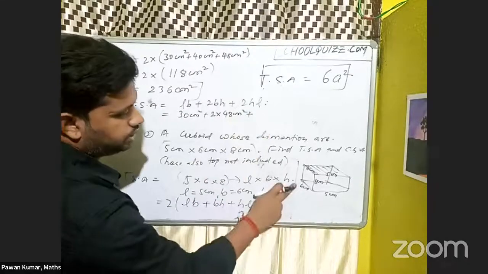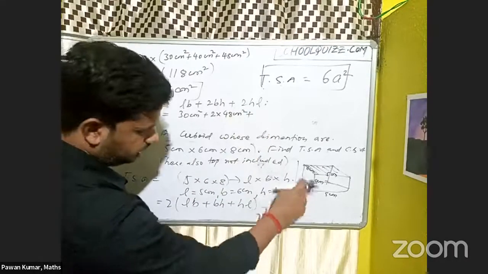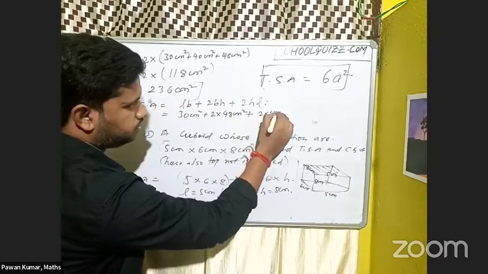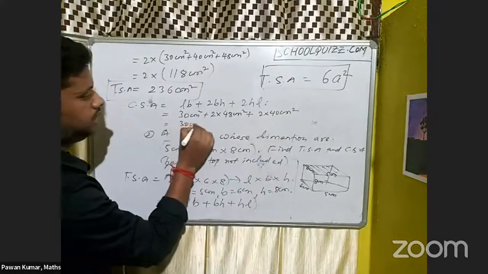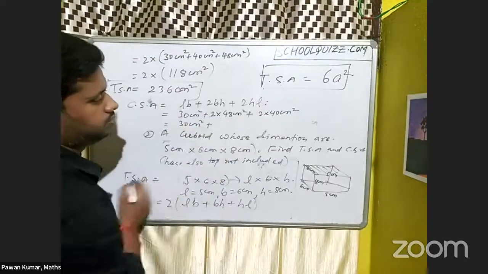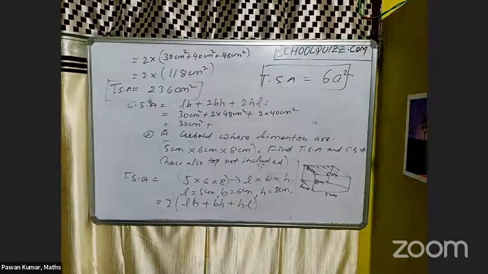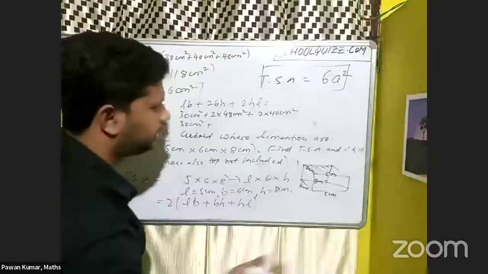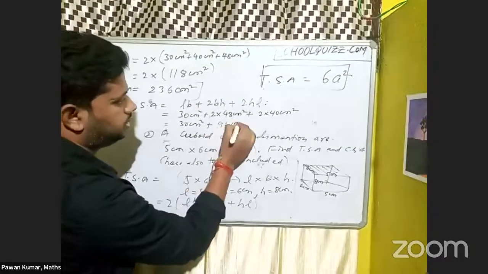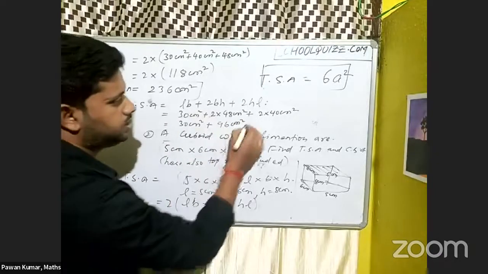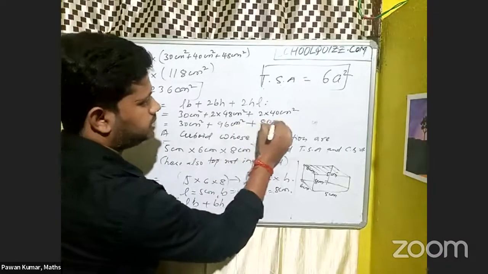Then 2HL. 2HL means this is L, H means 2 into 40, 80 centimeter square. So how much? 30 centimeter square plus 48 twos are 96 centimeter square. 50 twos are 100, this is 2 less, so you get 96. And 4 twos means this is 80 centimeter square.